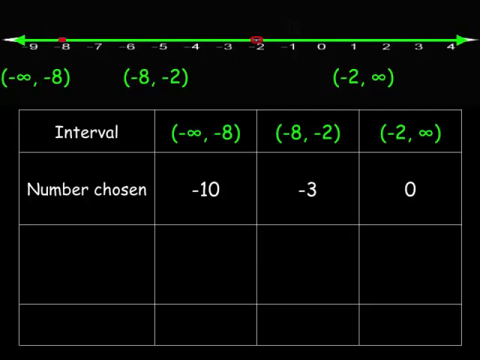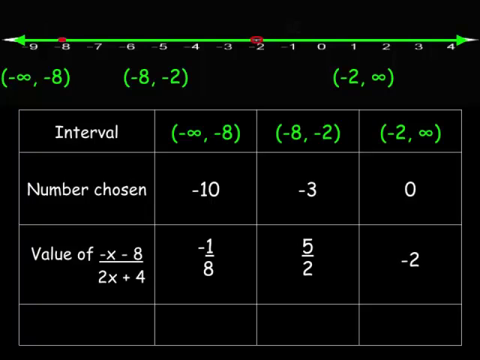So we're going to place those into our simplified rational expression (−x − 8)/(2x + 4). When we allow x to take on the value of −10 in that expression, we get −1/8. Evaluating at −3, we obtain 5/2. And evaluating at x = 0 as a test point, we find the value of −2.